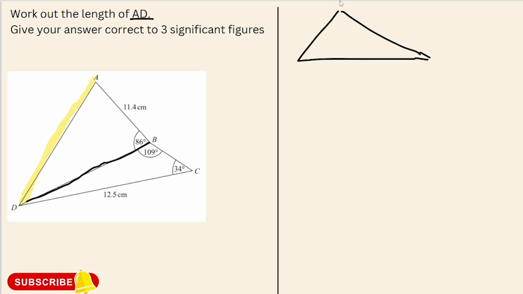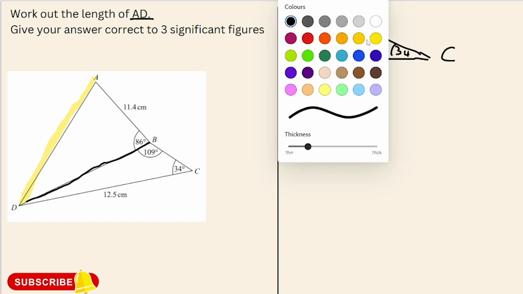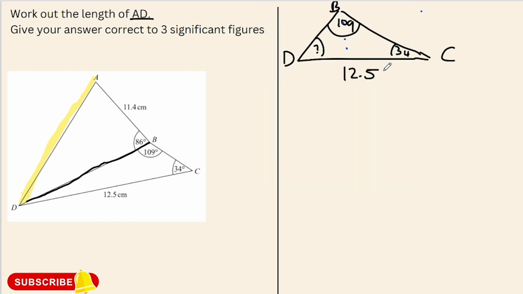I'm going to call this B, I'm going to call this D, and I'm going to call this C. This is 34 degrees. This is 109. And we don't know what this is. And what else do we know? We know this is 12.5. Okay, so the first thing I'm going to do is quickly label this. I'm going to call this B, I'm going to call this C, call this lowercase d.